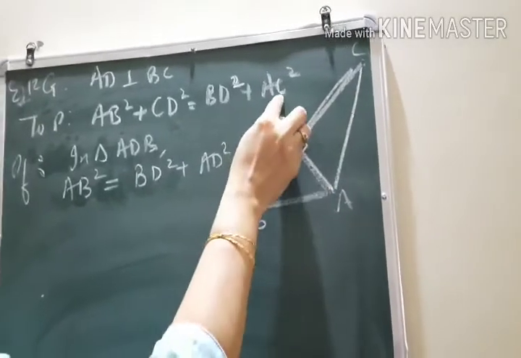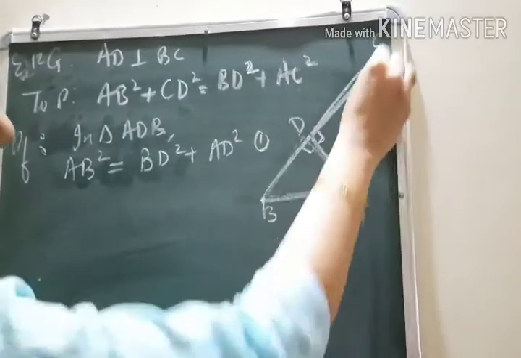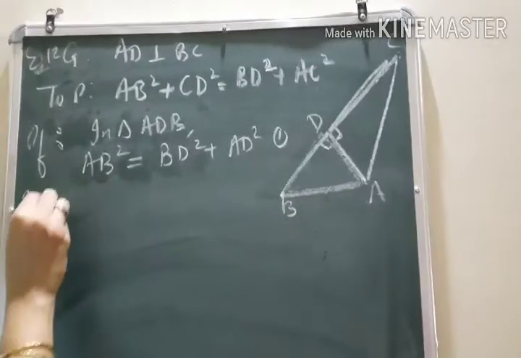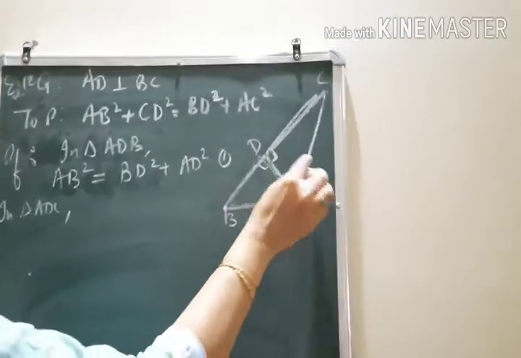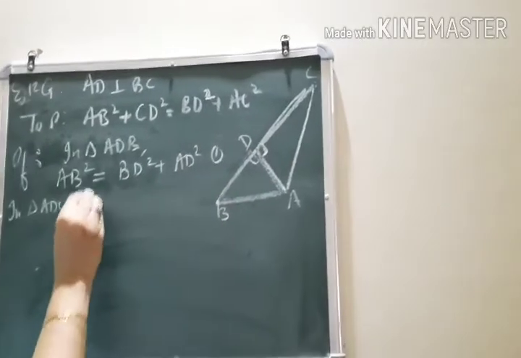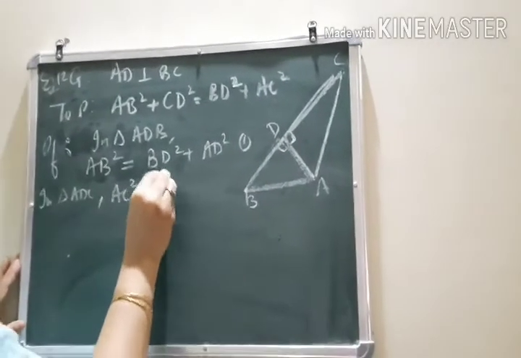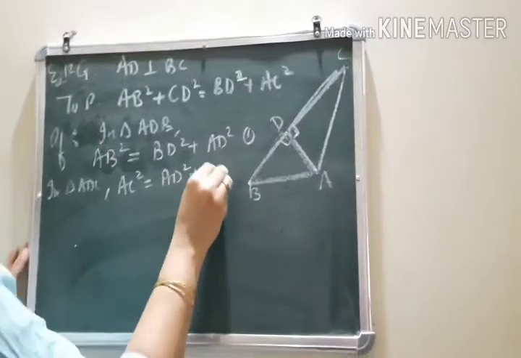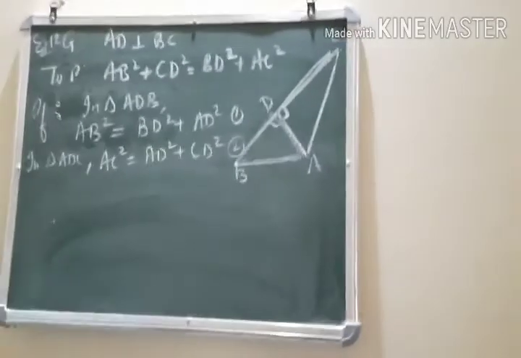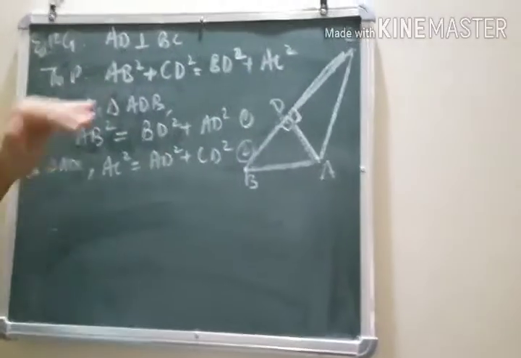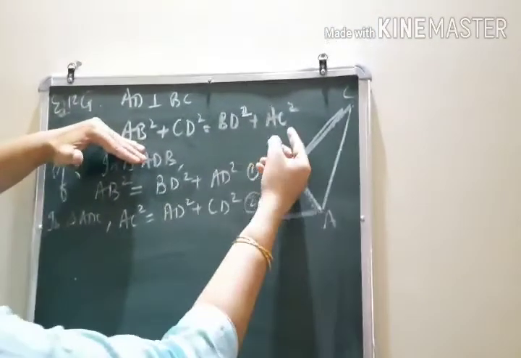Or you can say AC square will be our hypotenuse in this. So we'll take another triangle. In triangle ADC, the 90 degree angle is here, so its opposite, AC, will be the hypotenuse. So AC square is equal to AD square plus CD square. This is second. Okay. Now if you look at the two proofs carefully, your AB square and AC square are on the next side.